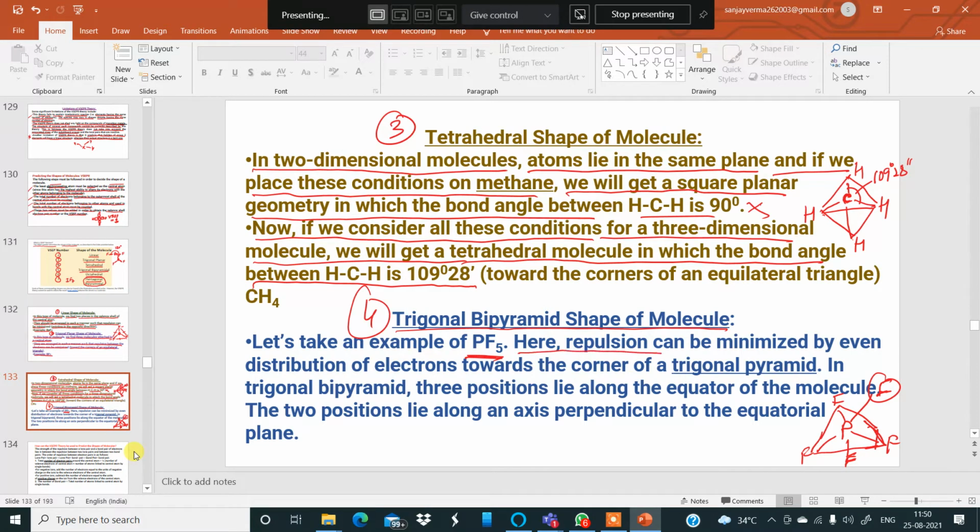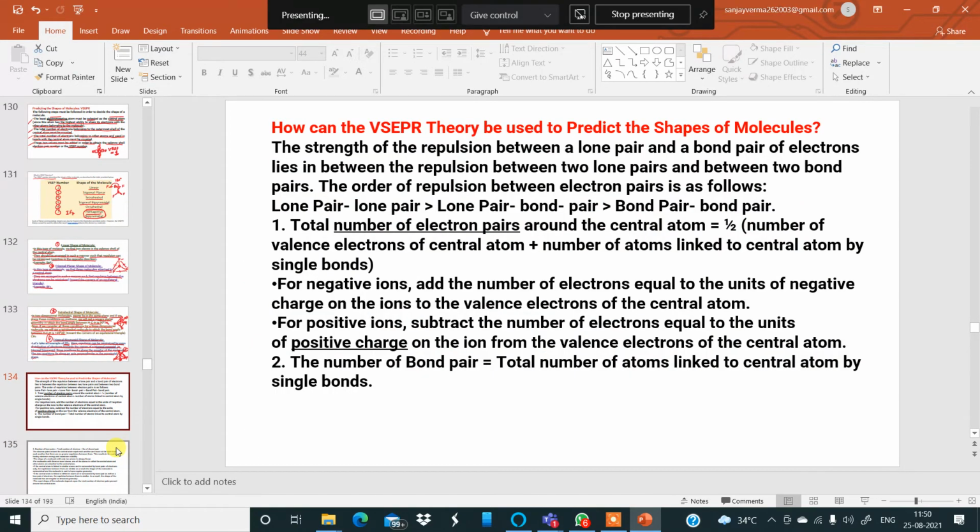Here, the repulsion can be minimized by even distribution of electrons towards the corners of a trigonal bipyramid. In trigonal bipyramid, three positions lie along the equator of the molecule, and the two positions lie along an axis perpendicular to the equatorial plane. That means these are perpendicular up and down. They are perpendicular to this equatorial plane. Okay, this is the fourth type of the shape of the molecules. Now, we will discuss the others later on slowly today. Now, have a look at the next slide.